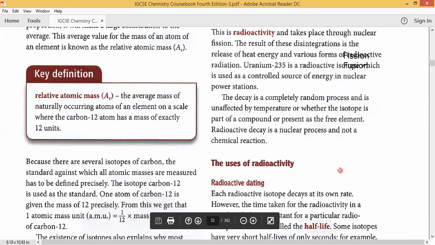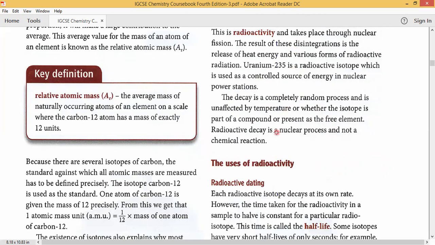Okay, decay is a completely random process. It is unaffected by temperature, and remember, it's unaffected by the fact that the isotope is just a part of a compound or present as a free element. This specific statement, unaffected by temperature or a random process, has been used in paper 2 previously.